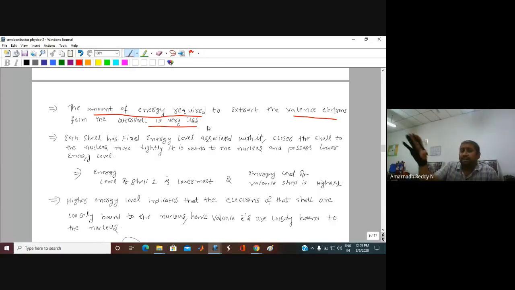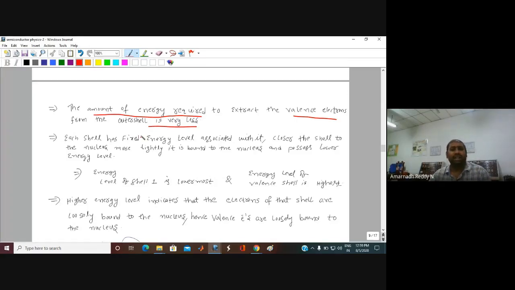Electrons in the outermost orbit, the outermost shell, are loosely bound to the nucleus. If electrons are very near to the nucleus, they are tightly bound. If it's the outermost orbit, they are loosely bound. If loosely bound, what happens when you apply external energy? Electrons easily jump from the valence band to the conduction band.